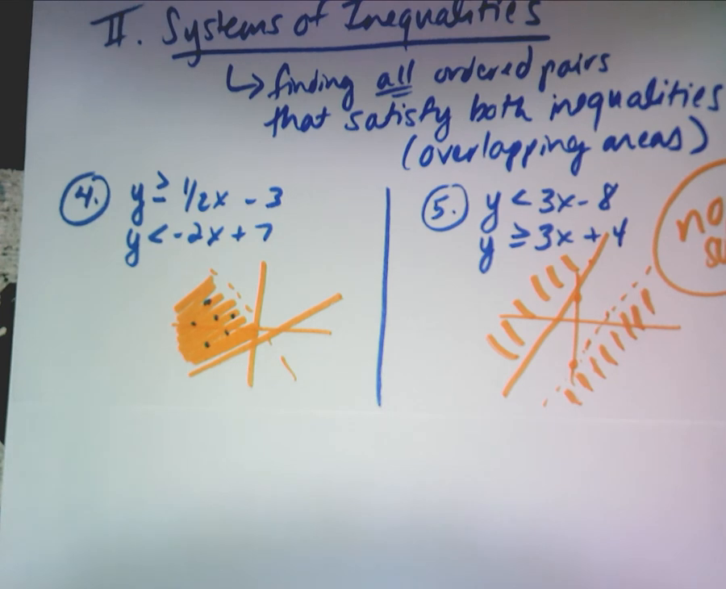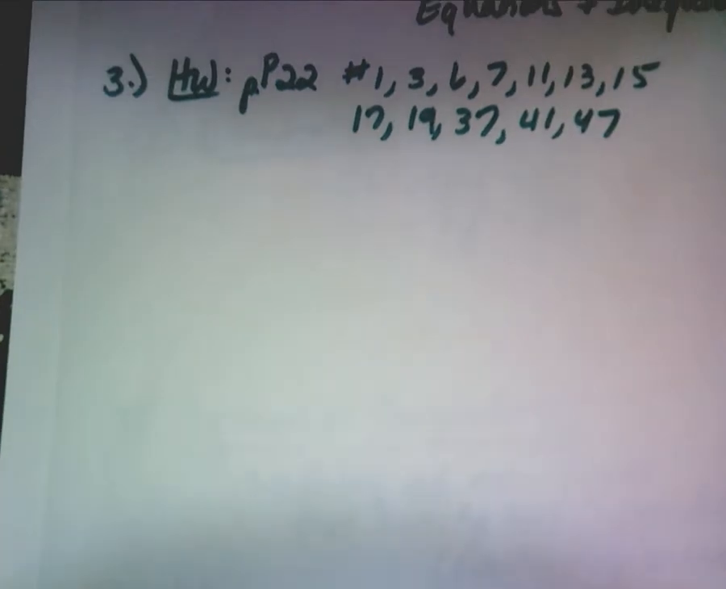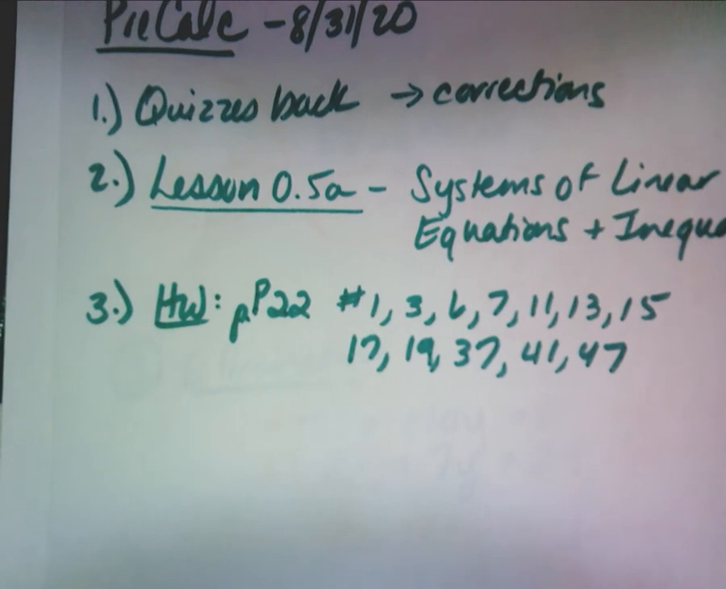That's it, kids. So the rest of this time, you are either going to make corrections if you want grades back, or you can start your work from the home. Page P22, 1, 3, 6, 7, 11, 13, 15, 17, 19, 37, 40. That's not bad. 2, 4, 6, 8, 10, 12.